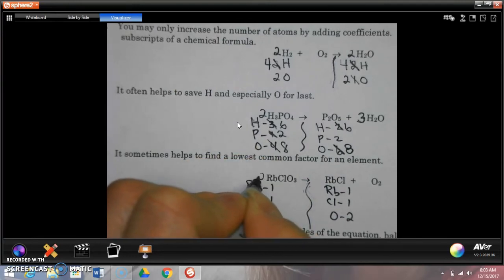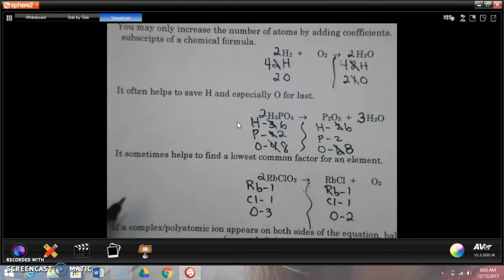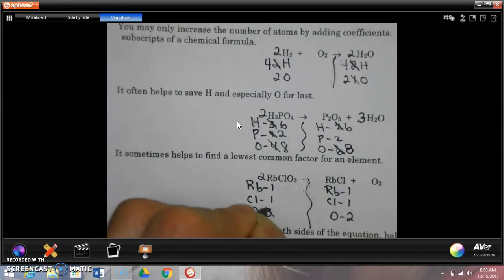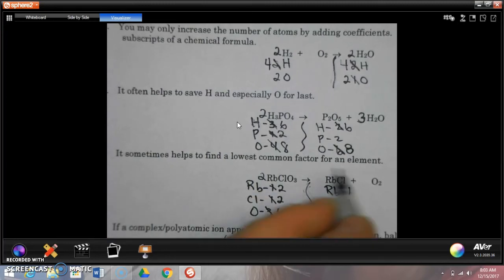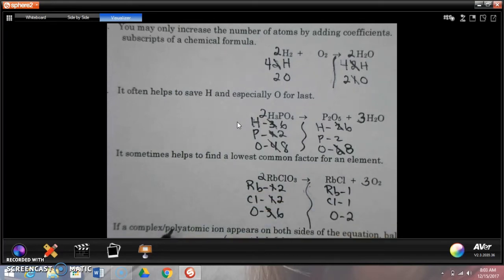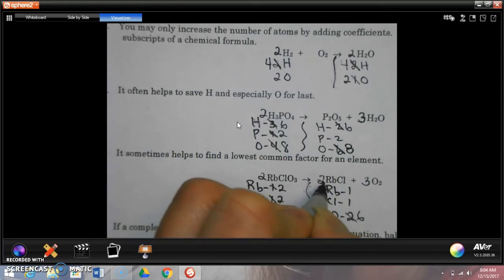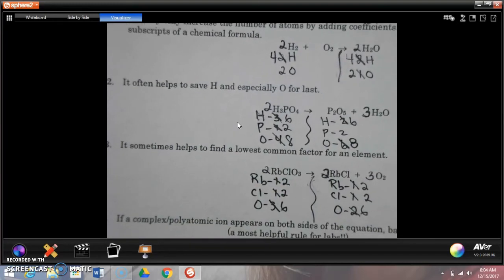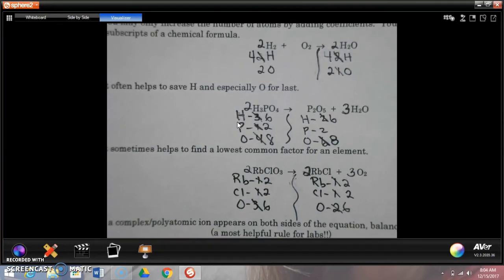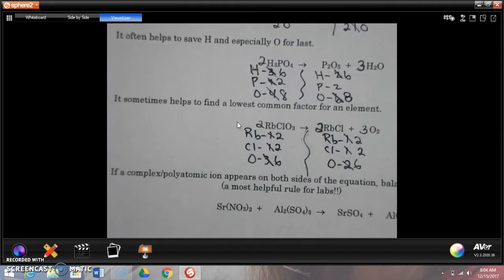If I can get 6 on both sides, they will balance out. So I can get a 6 by putting a 2 in front of RbClO3. Gives me 6 oxygens, but remember it also changes my Rbs and my Cls. In order to get 6 oxygens on the product side, I'm going to put a 3 out in front there. Gives me my 6 oxygens. So now oxygens are balanced, but remember I misbalanced the Rb and the Cl. So to get that balance back together, I'm going to put a 2 in front of that. That gives me 2. Again, you don't have to keep this physical tally, but it is quite useful sometimes, especially when you're just learning how to do it.